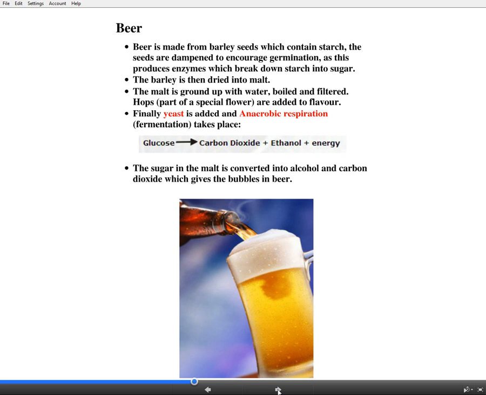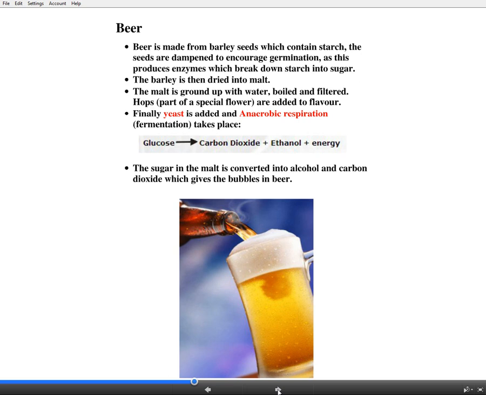and again it breaks down the glucose from the barley or malt, or from the grapes. So it breaks down sugars from the barley or the grapes, and again produces carbon dioxide and alcohol and energy for the yeast to grow.